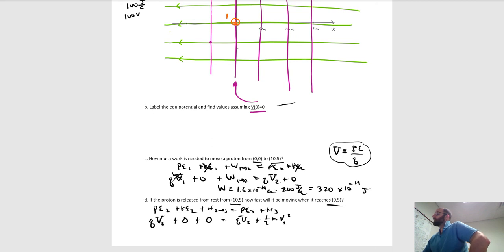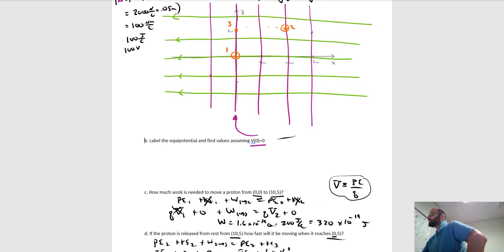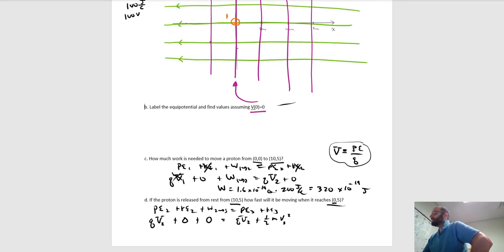Now, the potential at x equals 0, I believe, was 0. I'm going to go back and double check that in the picture. Yep, remember this potential right here was defined to be 0. So in our work energy theorem, that means this is 0, 0, 0. I'm going to just put numbers in here.